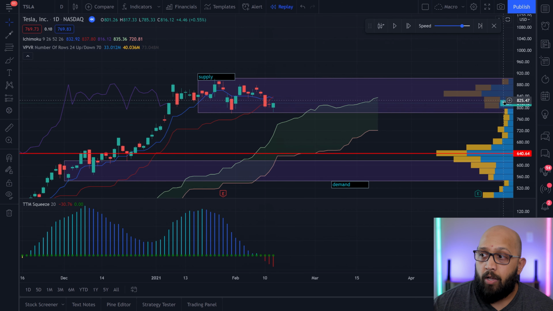One last thing, guys, is the volume profile on the right here. I also add this to my chart, and I almost forgot to talk about this, but this is basically how my chart looks.